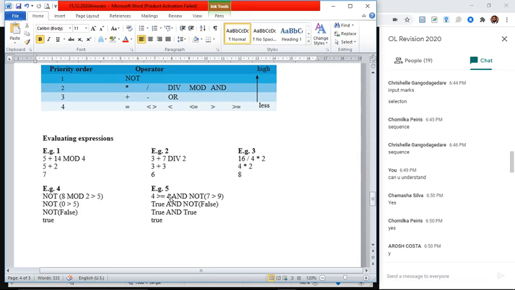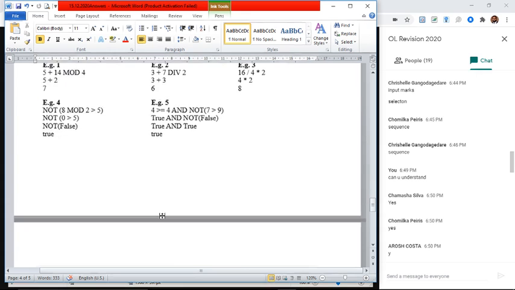4 greater than or equal 4 and not 7 greater than 9. According to this order, we go to the not operation first: not 7 greater than 9 is not false, which is true. Then 4 greater than or equal 4 is true. True and true, the answer will be true. With the AND operation, if both statements give true, then the answer will be true.